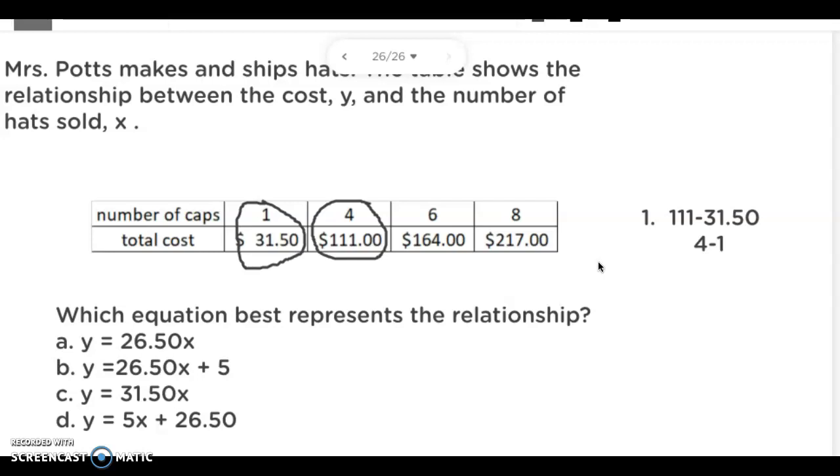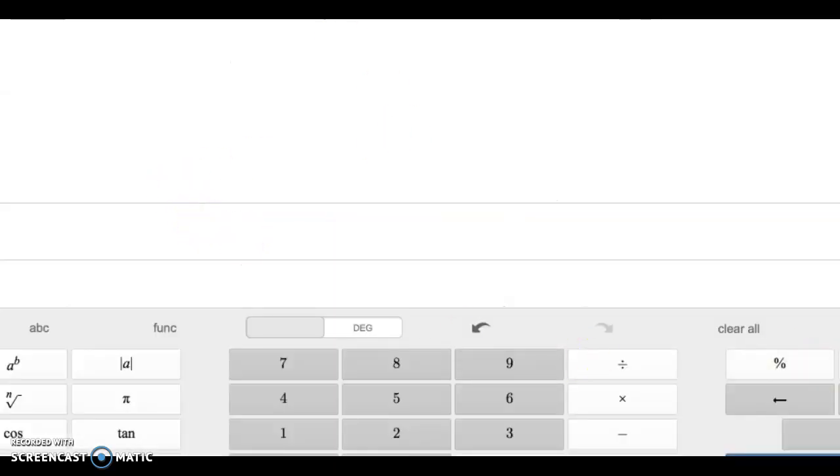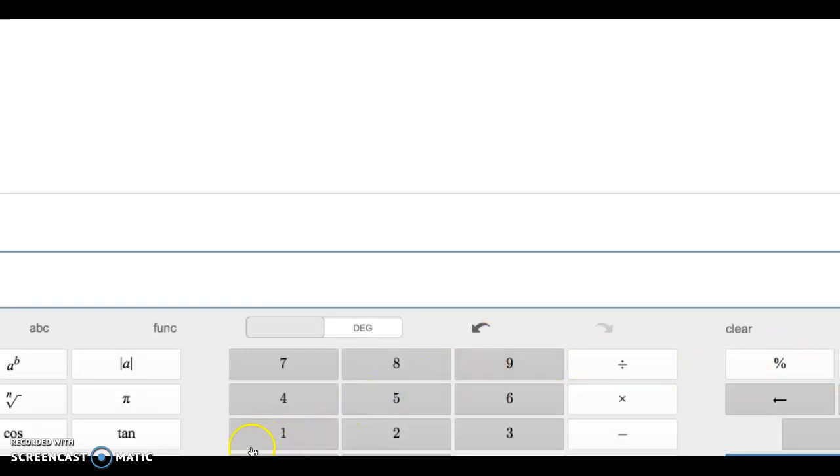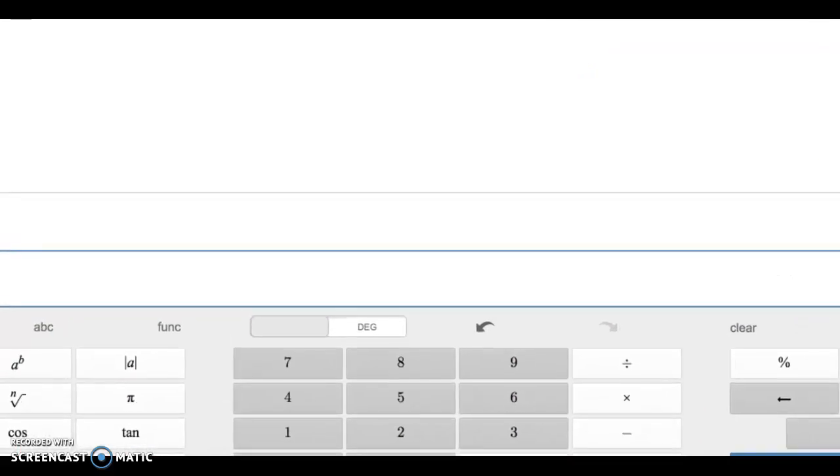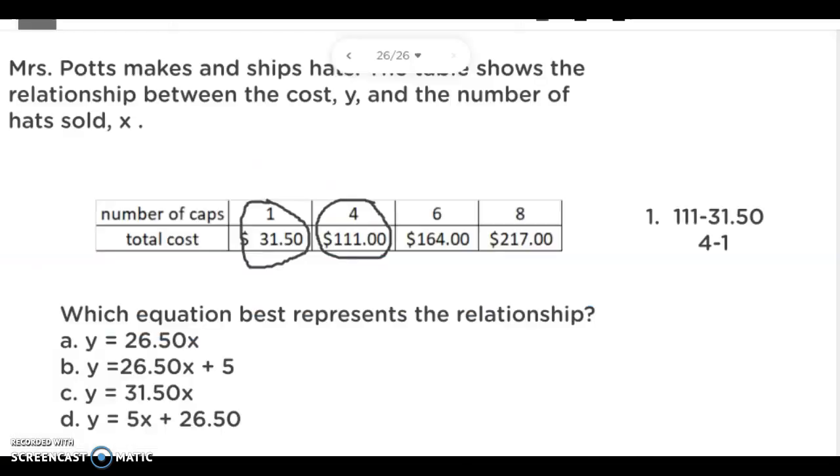All right, so let's go to my calculator. So I got 111 minus 31.5, and that's going to be over 4 minus 1. I'm not showing you guys the math this time. Just trust that I'm putting it in. And it tells me 26.5. Y'all see that? 26.5. I hope you see it. I don't know if you guys can see when I move the screen. But it said 26.5.